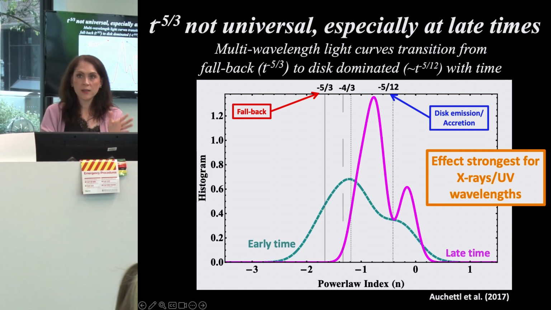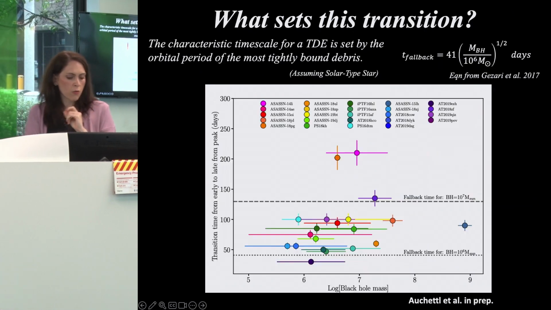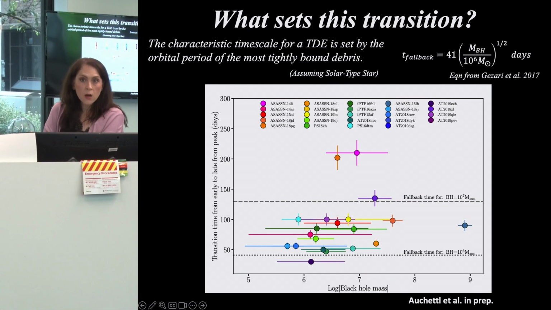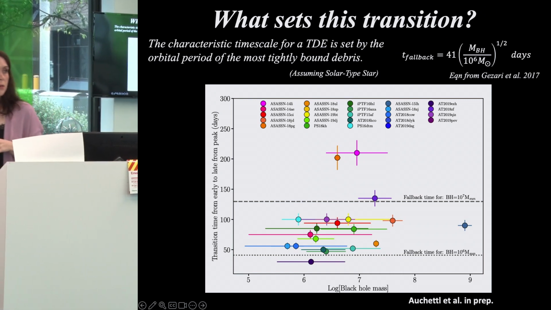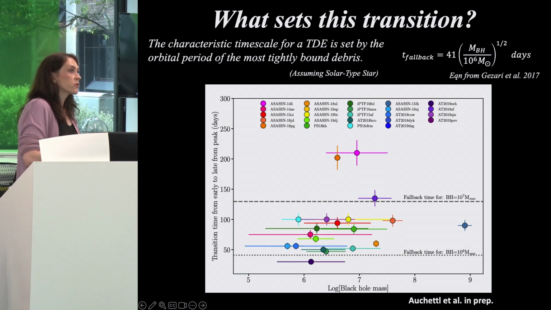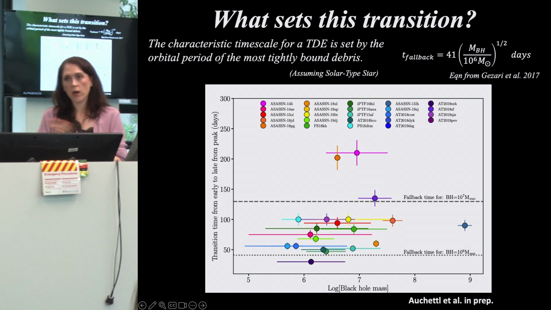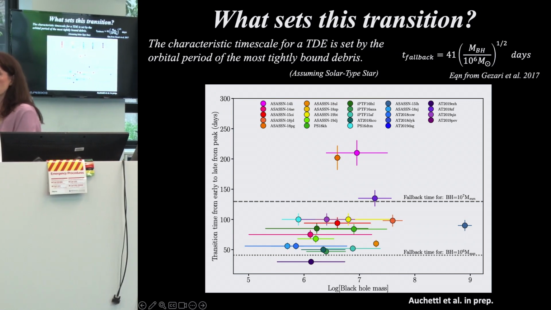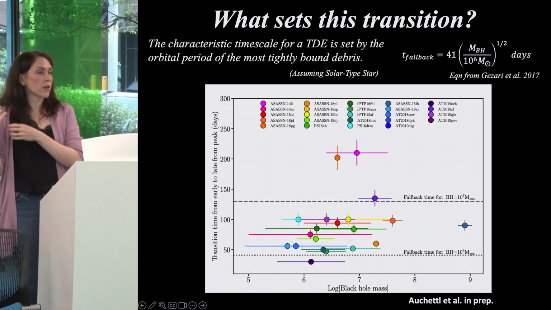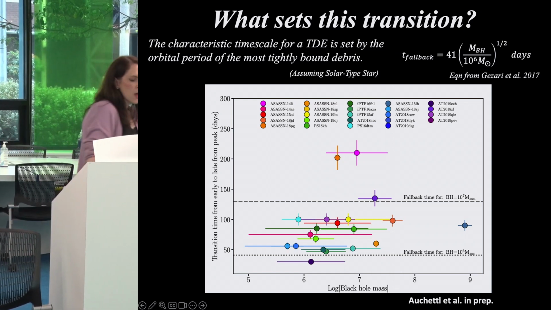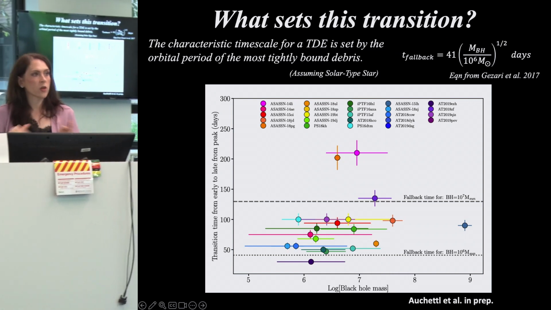But here I said that at late times it transitions to this thing, right? What actually sets this transition? Well, what we find is that the characteristic timescale for a TDE is set by the orbital period of the most tightly bound debris, right? And so one way to think of this is by this equation here, where the time it takes for fallback is equal to 41 days with a dependence on the black hole mass, right? And we can plot this to work out when this occurs.